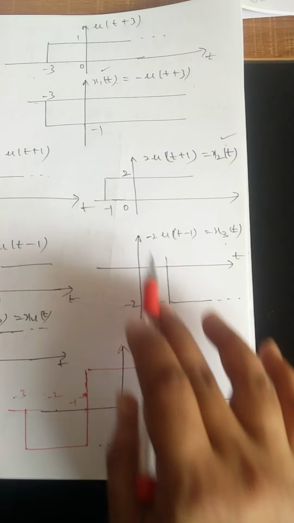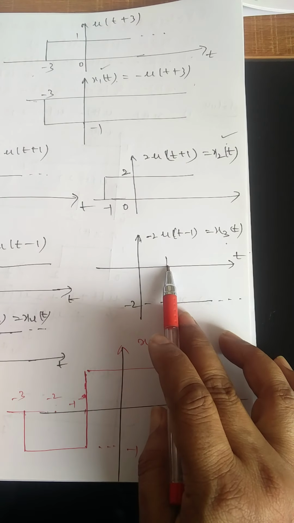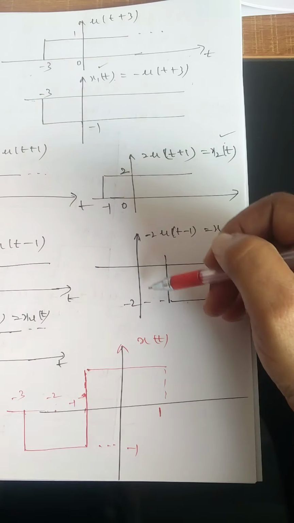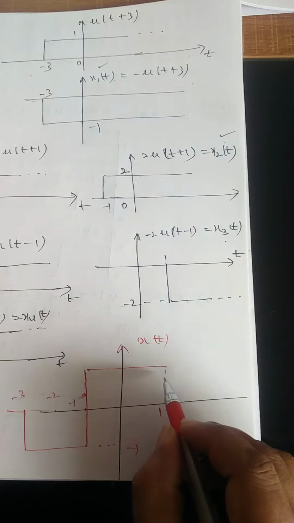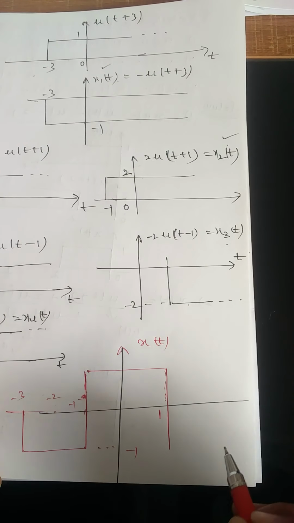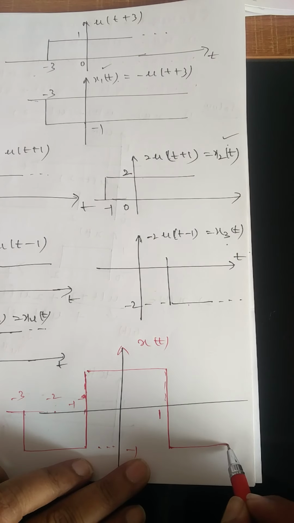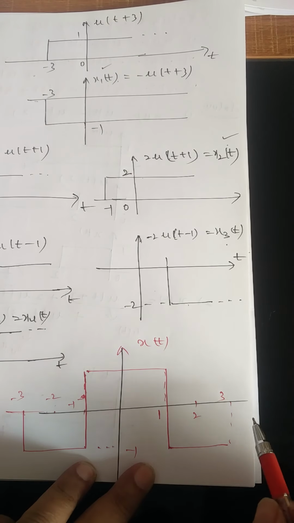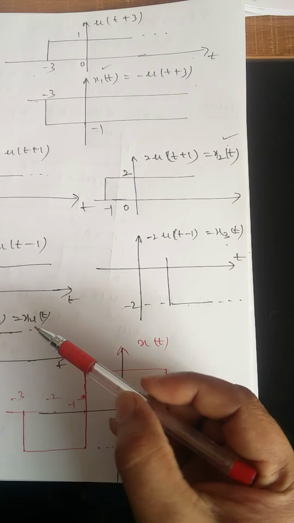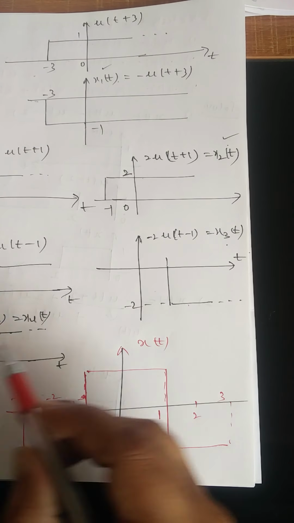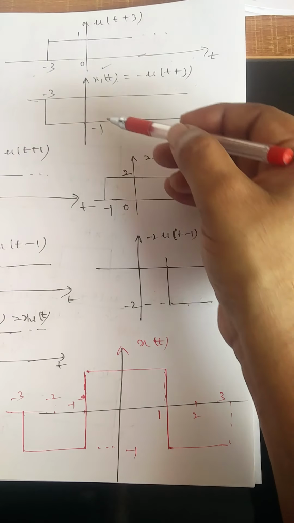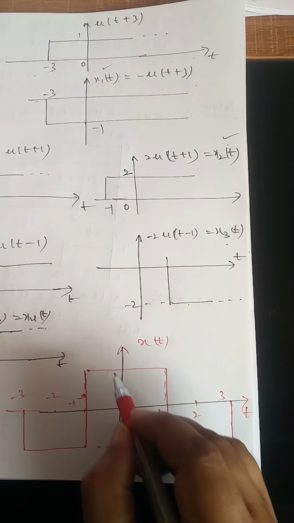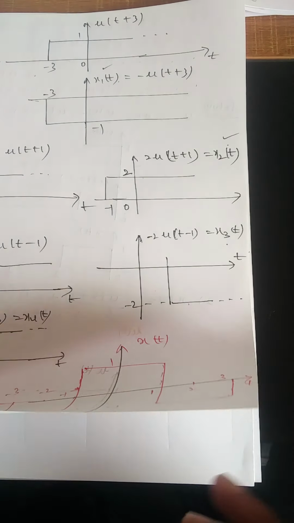Next, till 3, these three signals are existing. That is, after 1, this value is minus 2, this value is plus 2, this value is minus 1. Minus 1 plus 2 minus 2: minus 2 plus 2 will become 0, you get the minus 1. At plus 1 it will become minus 1, that stays till 3. What happens at 3 here? At 3, this value is 1, minus 2, plus 2, minus 1. That means it becomes 0. Okay. This is the final answer. This completes the problem.